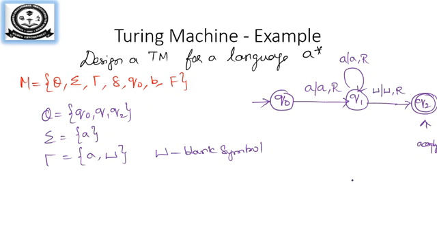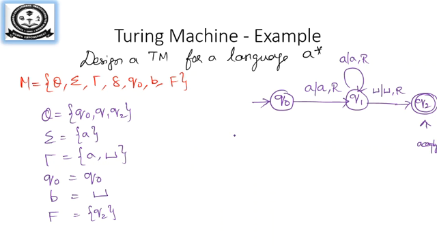Now we are going to write the transition function. We'll write the other things first, then finally the transition function. Your start state is Q0, your blank symbol B is the blank, and F will be Q2, your final accepting state. Then what is your transition? Now I will rub this blank symbol. Now the transition functions.